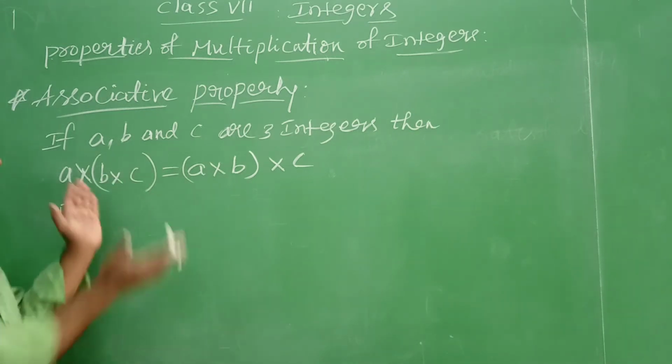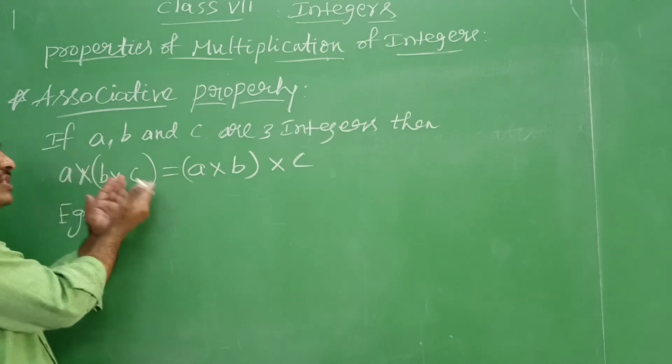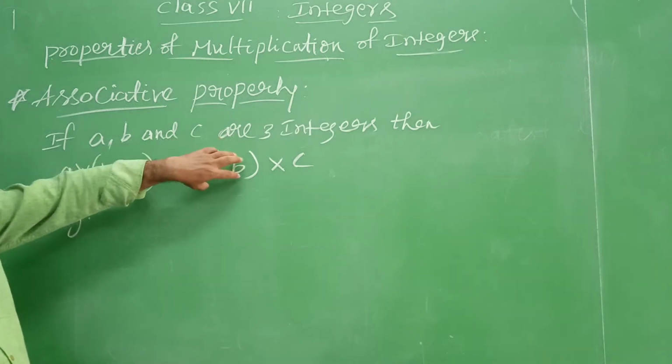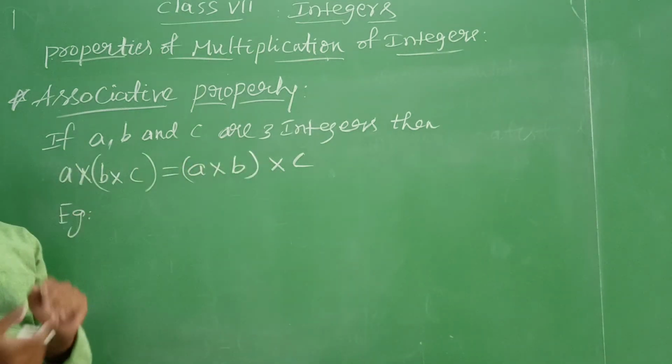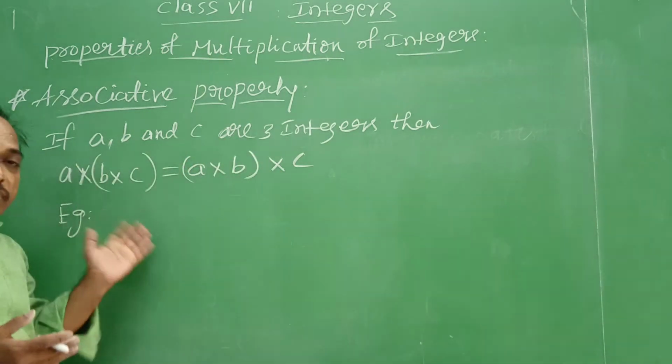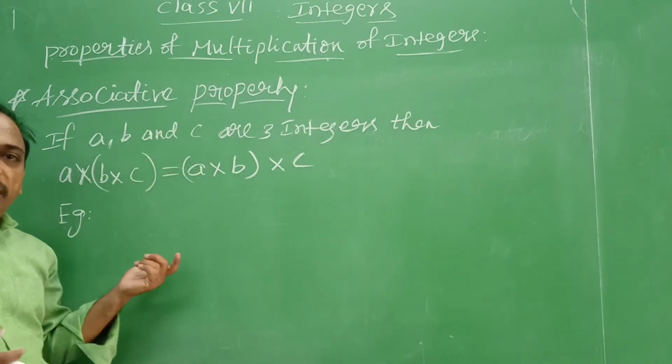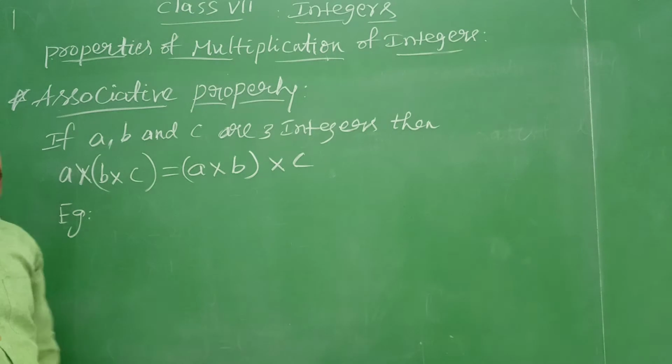Irrespective of the order, first we are multiplying these two, and with the product we are multiplying this. If we get the same result on both the LHS and RHS, then we say that the associative property under multiplication of integers is satisfied.